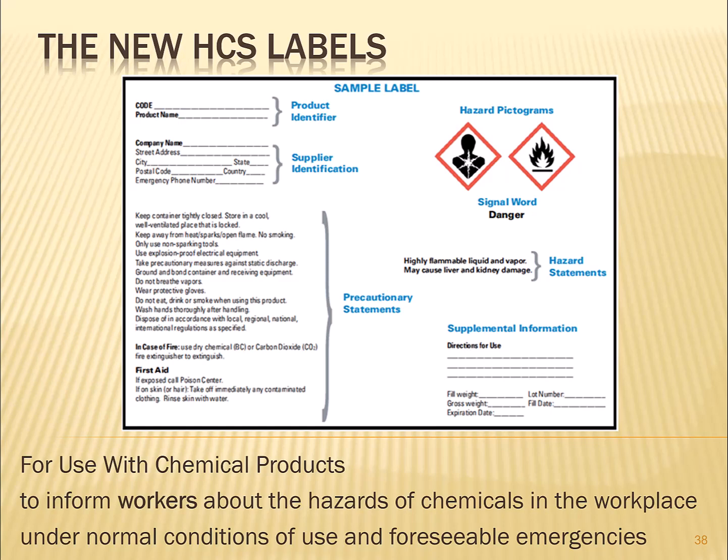Then they can have a signal word. There's only 2 possibilities, and you see that's blue. It's underneath the pictograms, the red diamonds. You see the words signal word. Well, it'll say danger or caution, one of the 2. And then they can have hazard statements. So for instance, here they've got highly flammable liquid and vapor, and then the next line underneath that says may cause liver and kidney damage.